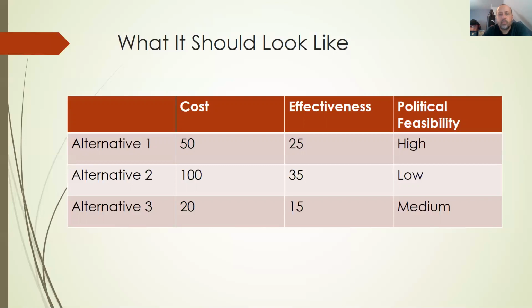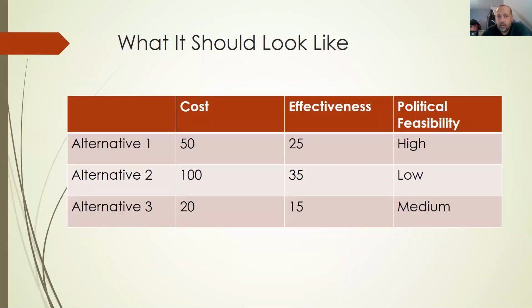You then go to alternative 2. You put 100 over 35. Right, that's going to be 8-ish, something like that. So it's going to cost more for each unit of effectiveness, and it's got a low political feasibility. Well, just comparing alternative 1 to alternative 2, you see that alternative 1 is dominant, meaning that in terms of cost effectiveness and political feasibility, it is the better option. So you can get rid of alternative 2 altogether. Okay.